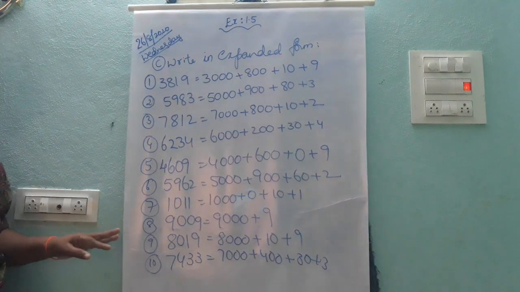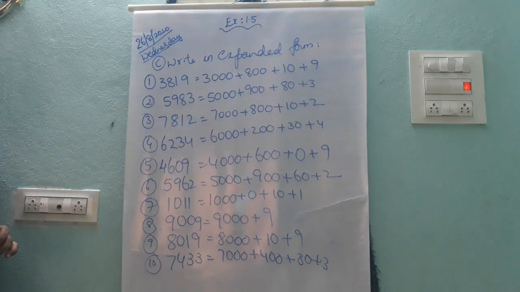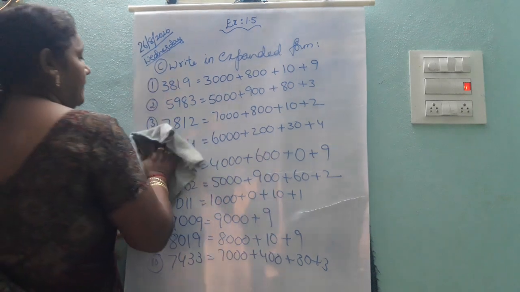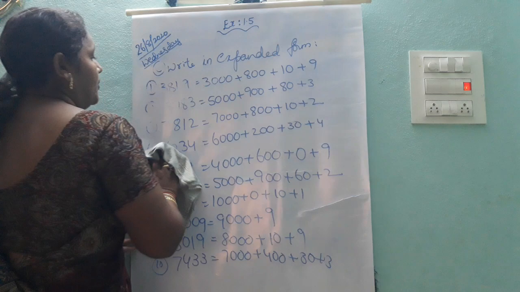Like that you have to write the expanded notation, children. So in the previous session we already completed the expanded notation of 3 digits. Now the 4 digits also completed. Next, the short form notation.